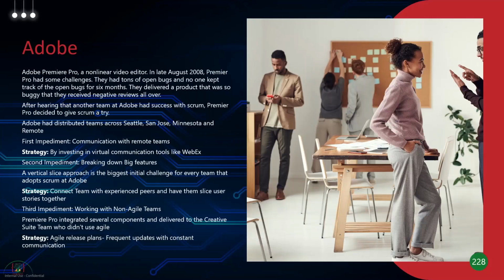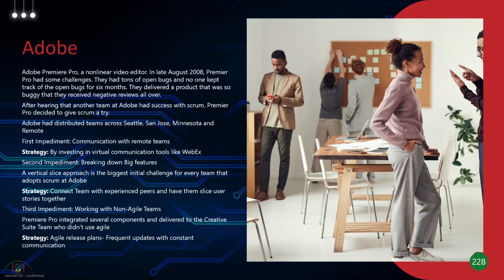So Adobe heard about some success with Scrum, that another team had a lot of success with Scrum. They decided to give it a go. Now Adobe had teams all across Seattle, San Jose, Minnesota, and there were remote teams as well. So the first impediment that they actually faced was communication with the remote teams. How do you really do that? So they invested in virtual communication tools like WebEx. You have Zoom, you have Slack, you have so many other tools now that can help you in communicating with remote teams or distributed teams.